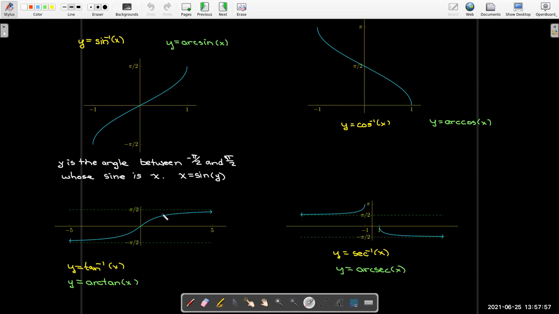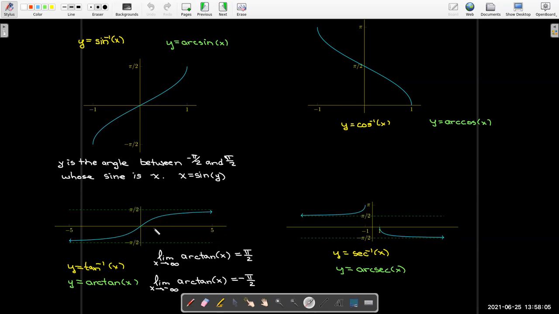Now, the arctan function we're going to visit a lot in this class. And so one thing that's really interesting about it is that the domain is all real numbers, but its range is bounded between negative pi over 2 and pi over 2. And it has two horizontal asymptotes. So as you go off to the right, the horizontal asymptote is y equals pi over 2. And as you go to the left, the horizontal asymptote is y equals negative pi over 2.